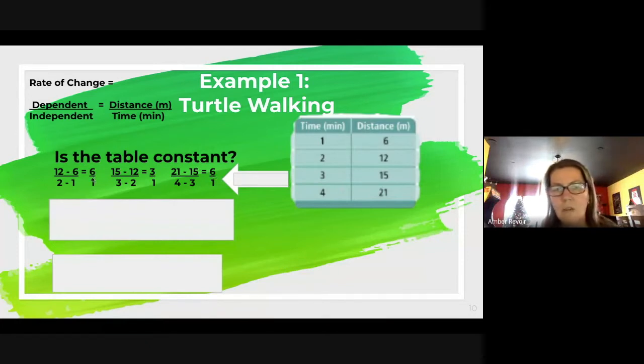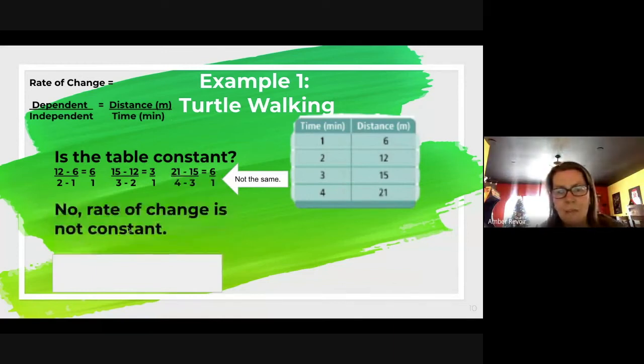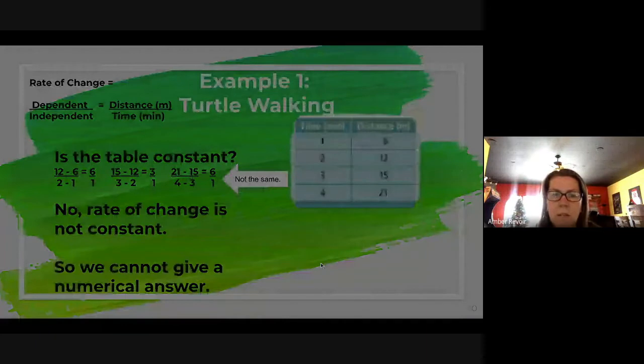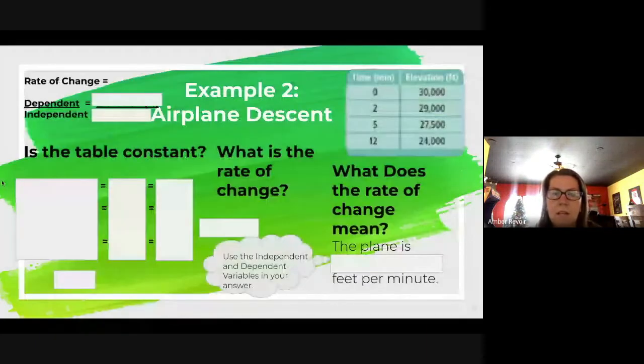You'll see that these two are the same, but this one here is not the same. So the rate of change is not constant. So no, the rate of change in this table is not constant. We can't give it a numerical answer. We can't say the rate of change is 6 because it could be 6, it could be 3. It's not going to be the same every time necessarily. So in that example, the rate of change is not constant.